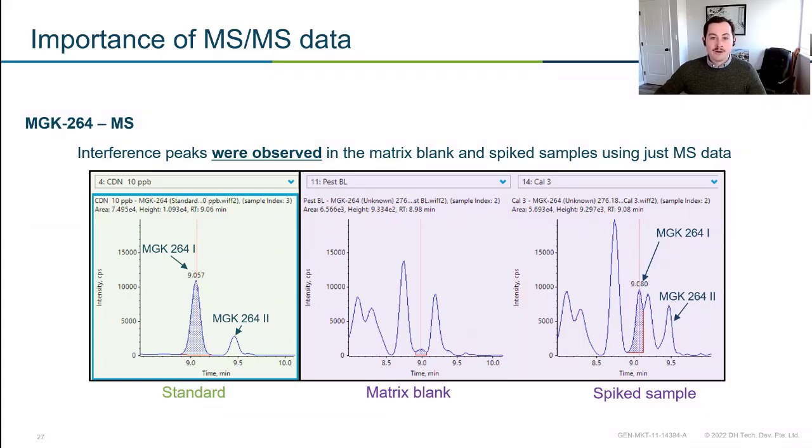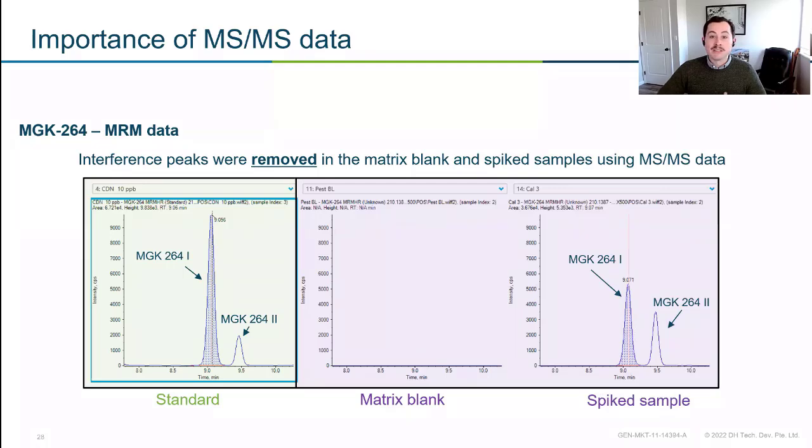So we looked at our MRM experiment, and what we see is completely different. We've got our standard again, but then in our matrix, we don't see anything. So that's telling us that just using the MS experiment, we saw those interferences, right? Those interferences had the same parent mass as the compound we were interested in. So likely they had a very similar formula, but they weren't that compound. So the structure was different, although the formula and parent mass were likely fairly similar.